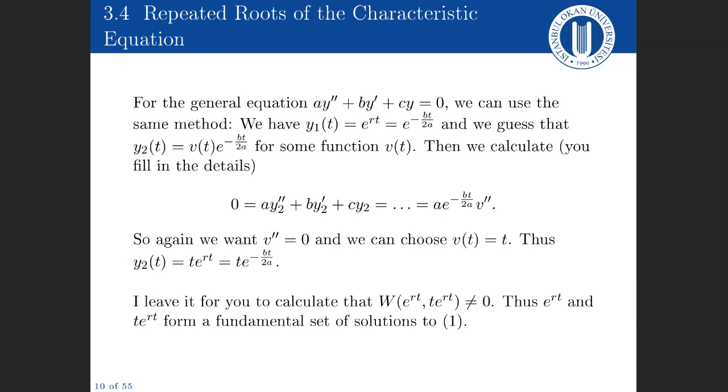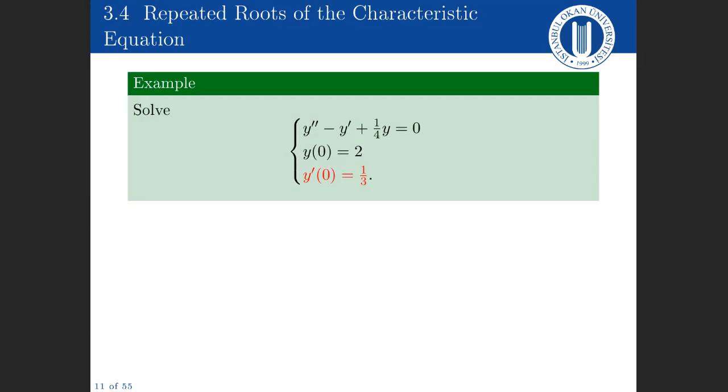To be sure that these two solutions are linearly independent, we would need to calculate the Wronskian, but I'm going to leave this for you to do. Please calculate the Wronskian of e to the power rt and t e to the power rt, and check that this is non-zero. Therefore, we have a fundamental set of solutions to equation 1, and then we can write down the general solution.